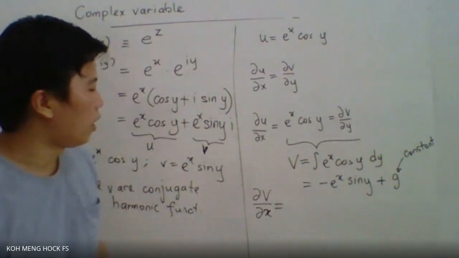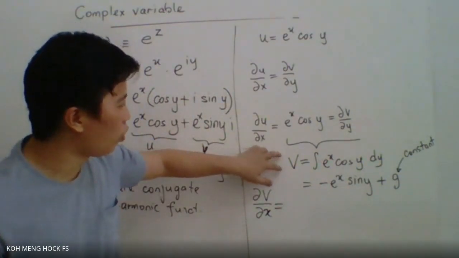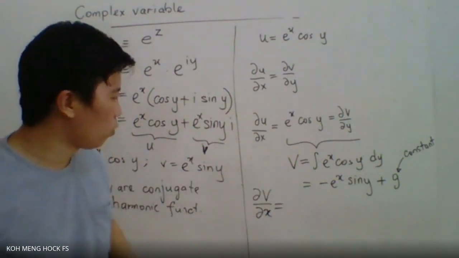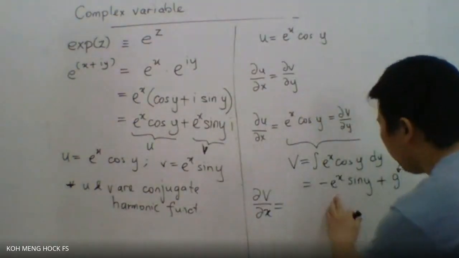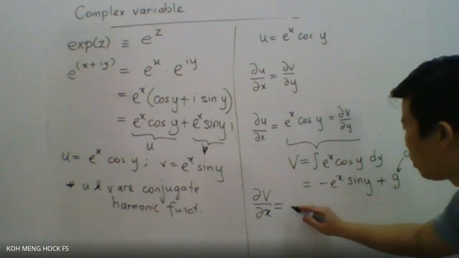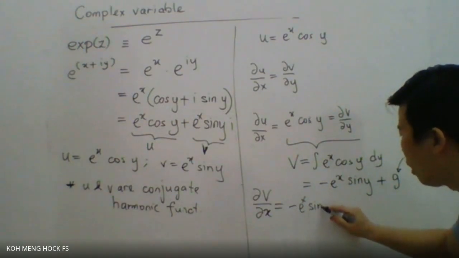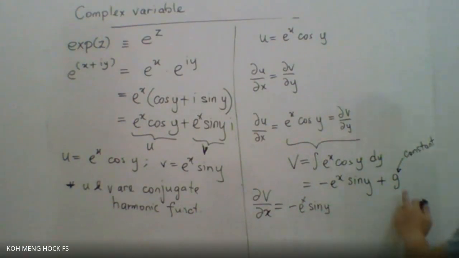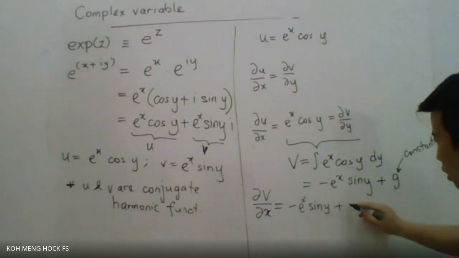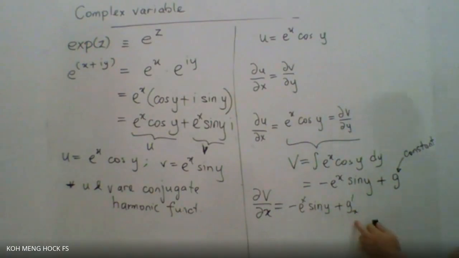I take a partial derivative of this v with respect to x, and what do I get? I have exponential x here, sin y, I didn't disturb it, and now g, I do not know what g is, so I put g prime, but I just put the note x here to say that this is a derivative with respect to x. That is step 2.